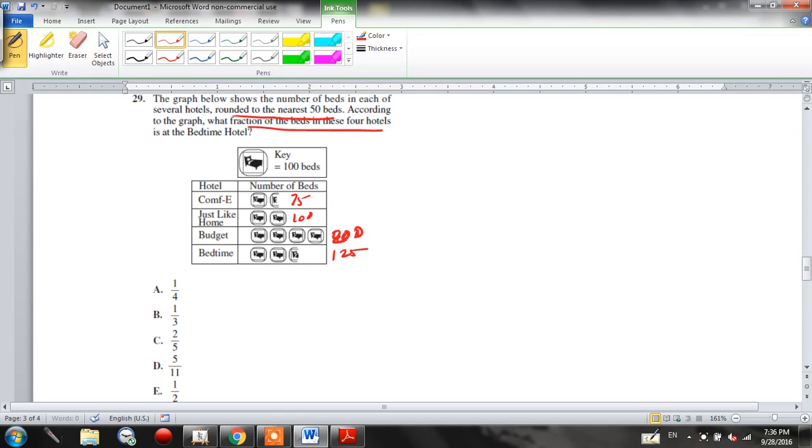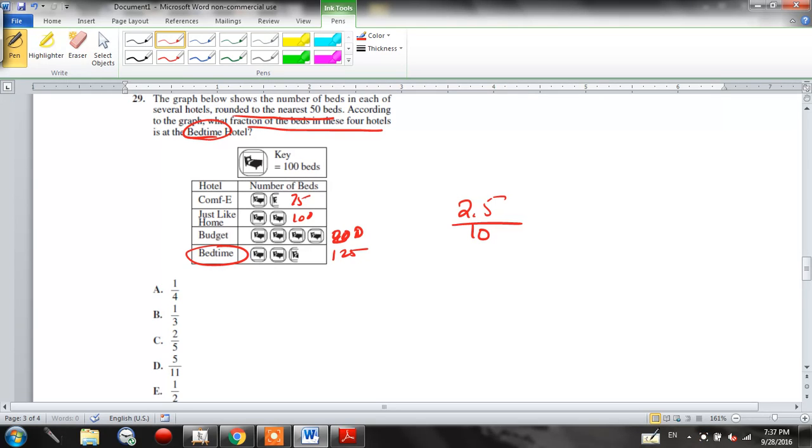Okay? So, according to the graph, what fraction of the beds in these 4 hotels belong to Bedtime Hotel? Okay, so you can do this in terms of number of beds, or you can say, well, this is like 2.5 boxes. So how many total boxes is 1, 2, 3, 4, 5, 6, 7, 8, 9, and 10, right? 10 total boxes. Okay, you can just do that.